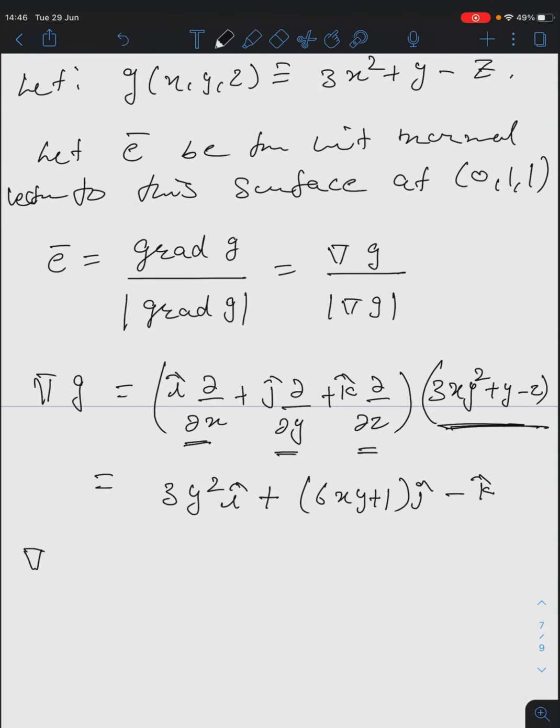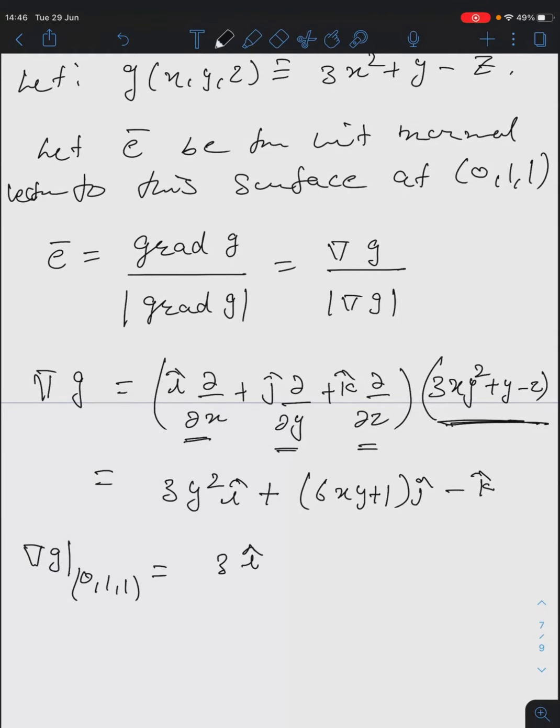Now this del g needs to be calculated at the point 0, 1, 1. That means x needs to be replaced with 0, y needs to be replaced with 1. So you will get 3i, this is 0, plus j minus k cap.